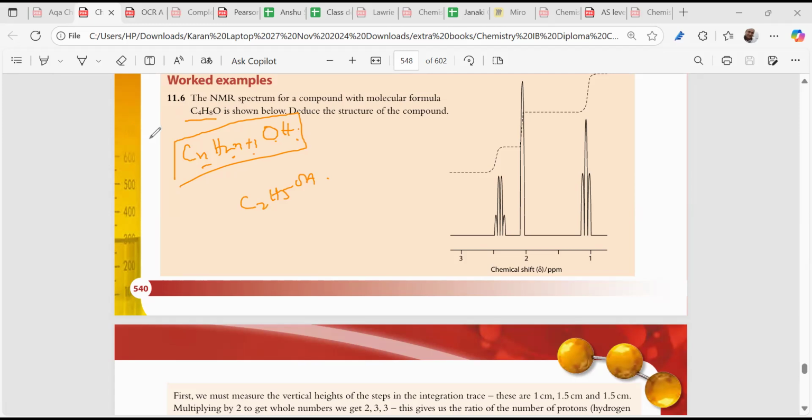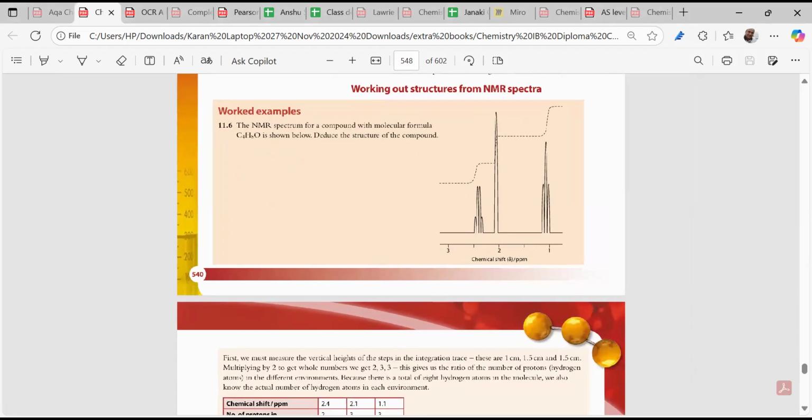Is this an alcohol? No. It's not an alcohol, right? Because alcohol will have CnH2n+2O. You can write this also. It is not an alcohol. See how I'm eliminating, right? Now we have to zone down to the chemical shift.